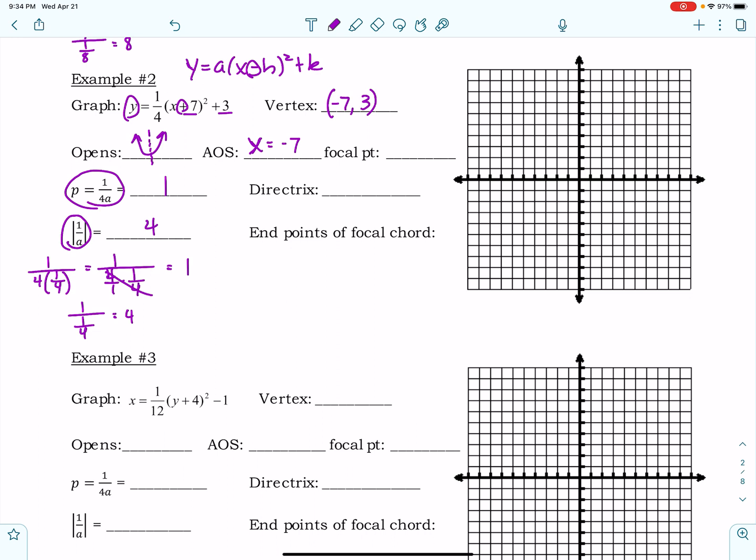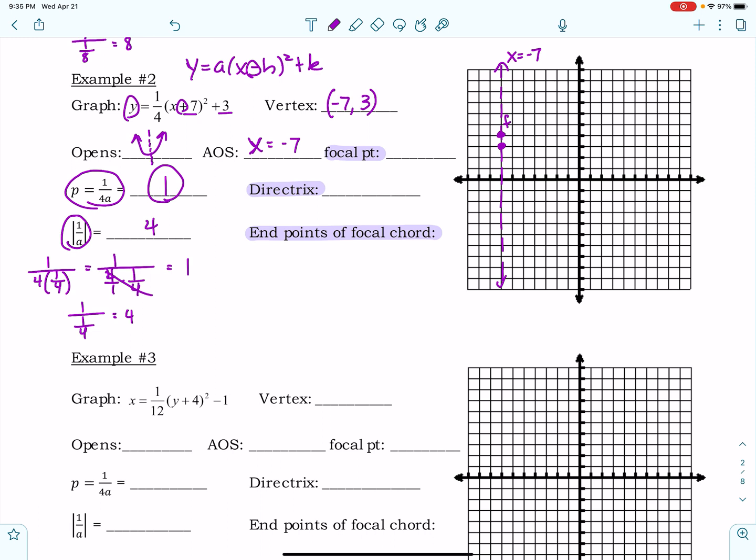And now we're ready to graph. Remember, we're going to find the focal point, the directrix, and the endpoints from the actual graph. Okay, so I'm going to start with my vertex. I'm going to go over -7, up +3. Right there is my vertex. Since this opens up, I know that my axis of symmetry is right here, and that is x equals -7. I know that my focal point will be above my vertex this time, and it will be 1 away, so it's going to be right there.